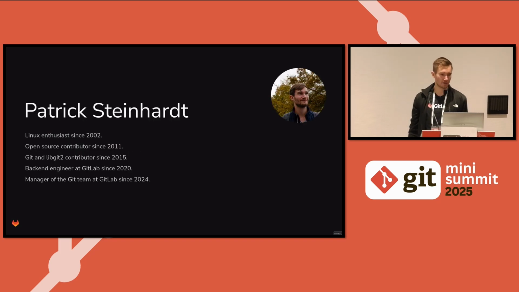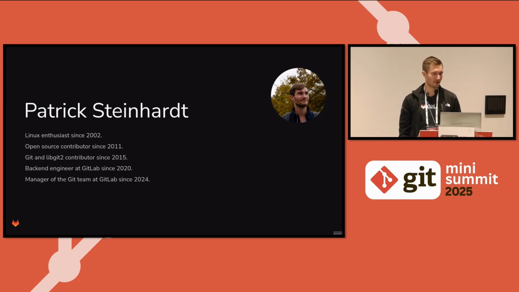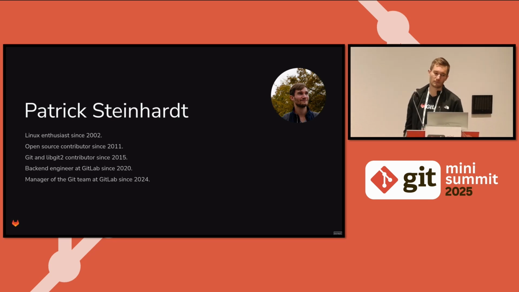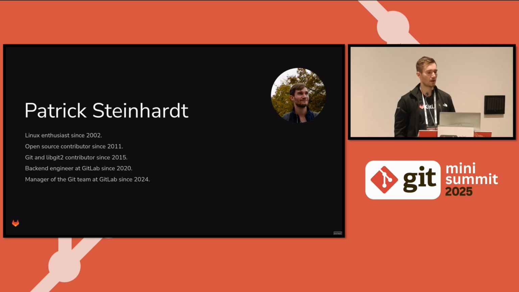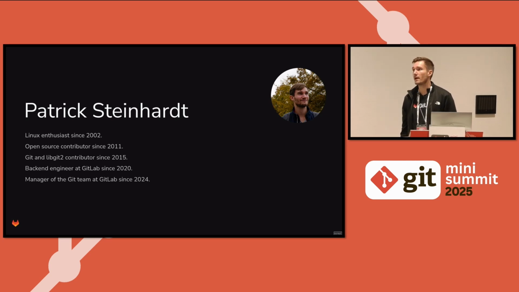So first, I want to introduce myself. Like I was already introduced, my name is Patrick Steinhardt, also known as Steiny the reftable guy by now somehow. I don't really know how that name actually came to be, but that's it. So I started diving into Linux in 2002 when I was like 11 years old, became an open source contributor in 2011, and nowadays I'm a Git and libgit2 contributor since 2015, backend engineer at GitLab since 2020, and manager of the Git team at GitLab since 2024.